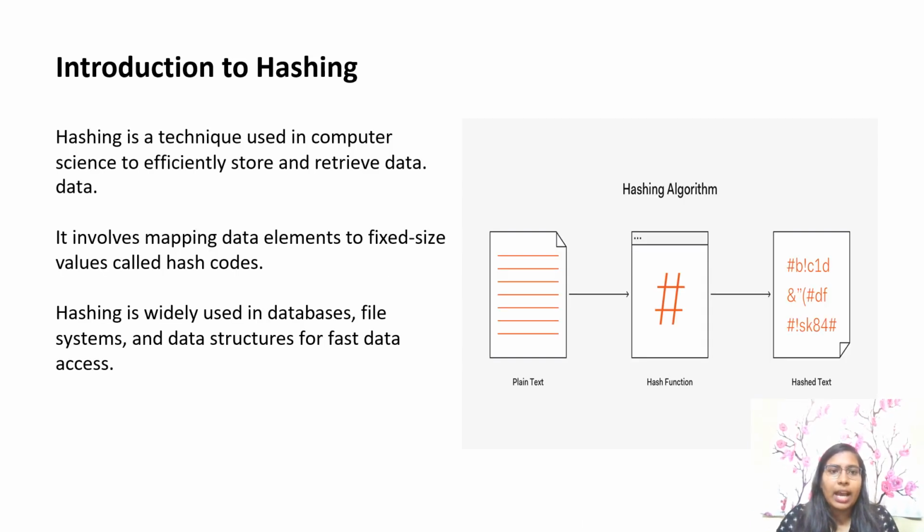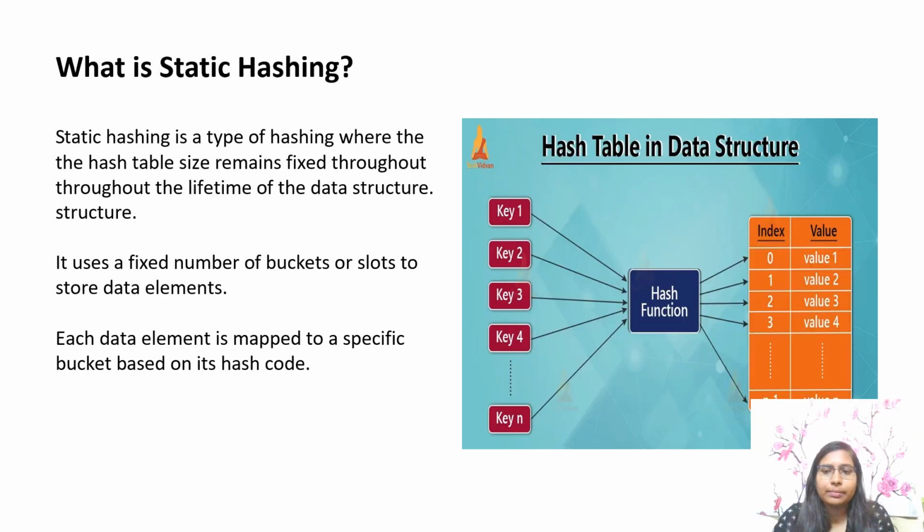Introduction to hashing. Hashing is a technique used in computer science to efficiently store and retrieve data. It involves mapping data elements to fixed size values called hash codes. Hashing is widely used in databases, file systems, and data structures for fast data access.